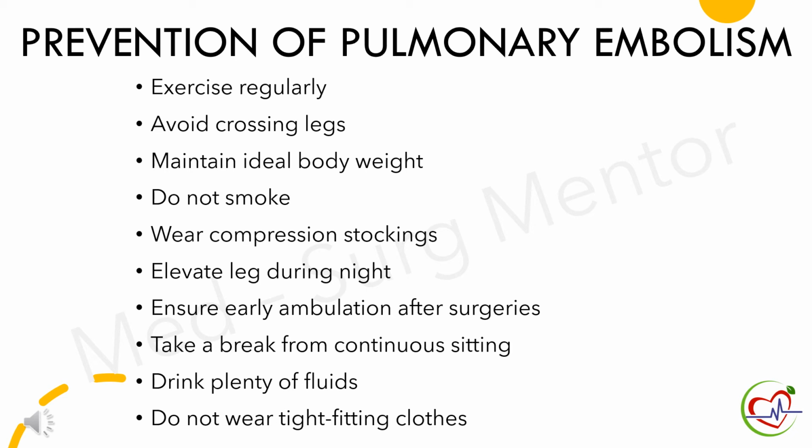Now let's see some of the preventive measures of pulmonary embolism. And they are: exercise regularly, avoid crossing legs, maintain ideal body weight, do not smoke, wear compression stockings, elevate legs during night, ensure early ambulation after surgeries, take a break from continuous sitting, drink plenty of fluids, and do not wear tight-fitting clothes.